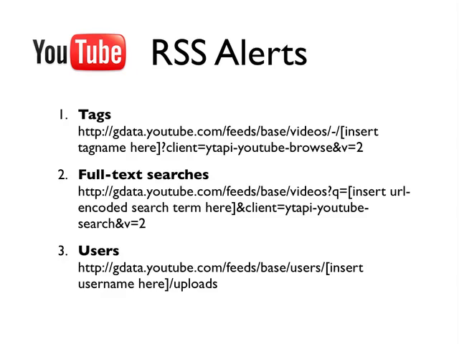Where you see insert tag name or insert URL encoded search term here or insert username here, those are areas where you would replace that particular element with a word or a tag or a search phrase of your choosing. By adding that to Google Reader, you will be updated almost instantly when somebody adds something to YouTube with those features. I'll show you a little bit later how that may look.